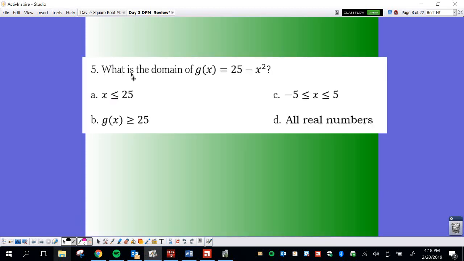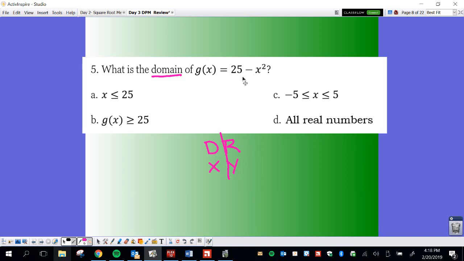Number 5. What is the domain of g of x equals 25 minus x squared? For domain, we have to remember whether it goes with the x values or the y values. Remember I taught you the little doctor x, y. So domain goes with my x values.